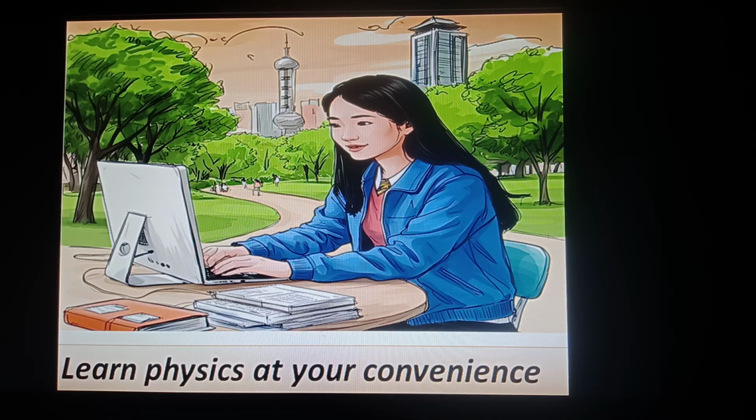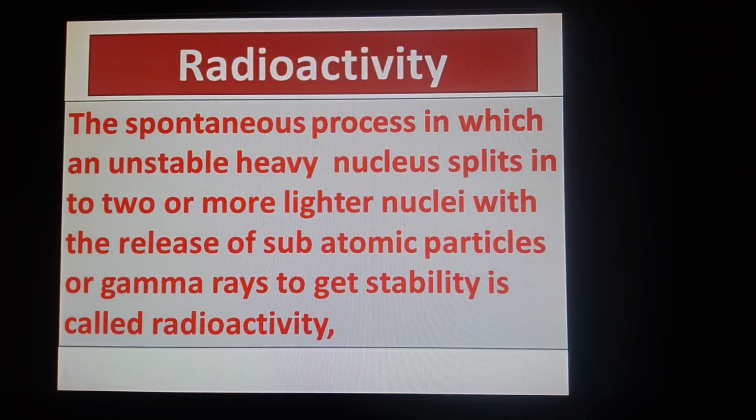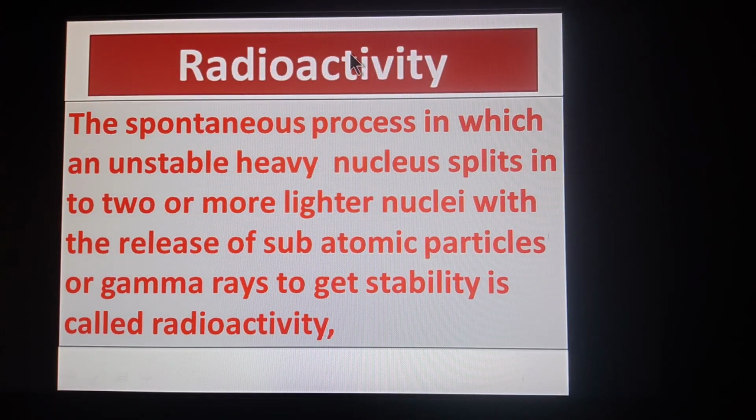Let us start our today's topic, that is radioactivity. Students, the spontaneous process means it is a natural process in which what happens? An unstable heavy nucleus breaks up into two or more lighter nuclei with the release of subatomic particles or gamma rays to get stability is called radioactivity.